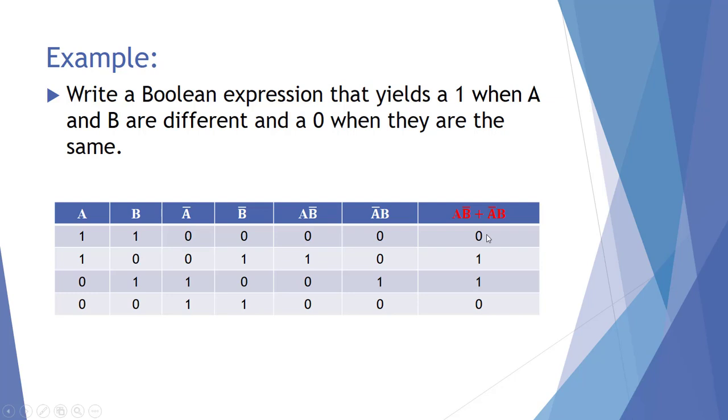Our Boolean expression yields a 0 when a and b are the same, such as the case with row 1 and row 4, but it yields a 1 in rows 2 and 3 where they are different.